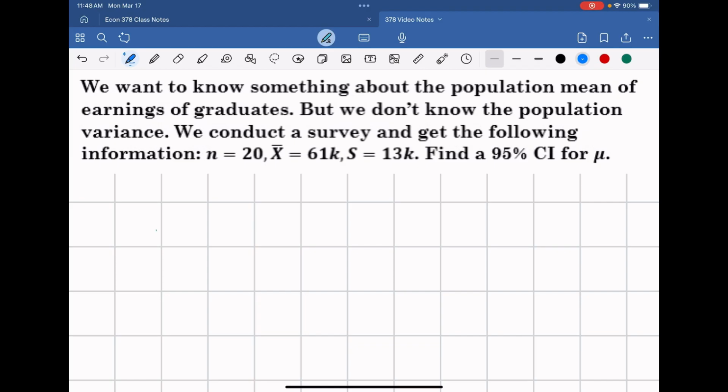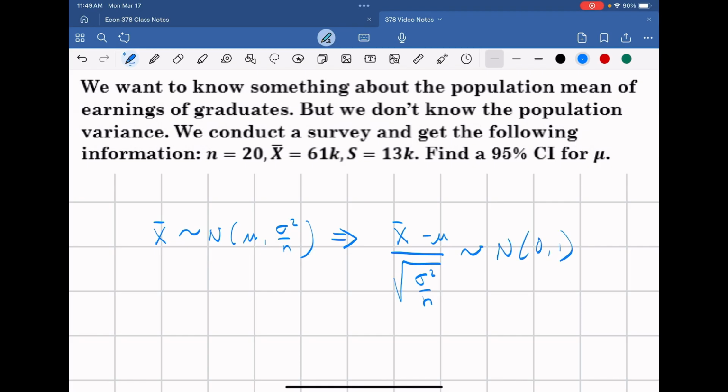So from this, we can look at if X bar is distributed normally with a mean mu and the variance is sigma squared over n, then this means we can standardize this such that X bar minus mu over the square root of sigma squared over n is also distributed normally with a 0, 1. But the problem with this is we actually don't know sigma squared.